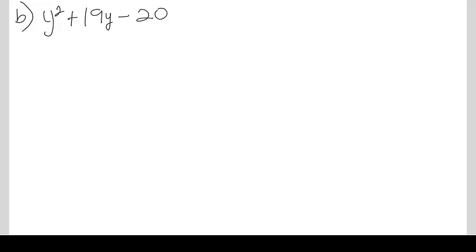So we have 1 times minus 20. So it's going to give us minus 20. Then the next thing is we are going to be looking for the factors of minus 20, such that when you add them up, they're going to give you plus 19, which is the one in the middle, as you can see. So what are the factors of minus 20?